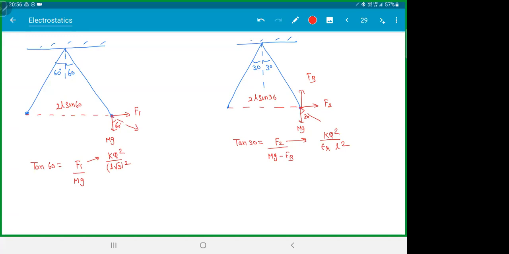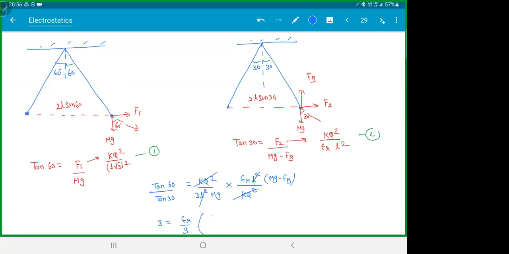The repulsion force between them will actually change because of two things: the distance between them has changed, and this has also changed. And then I think you're done. Just divide equation 1 and equation 2. Tan 60 by tan 30 is k q square by 3L square mg, divided by k q square by epsilon r L square, mg minus buoyant force. K q square will cancel. L square will cancel. Tan 60 is root 3. Tan 30 is 1 by root 3. That will become 3. This will become epsilon r by 3.